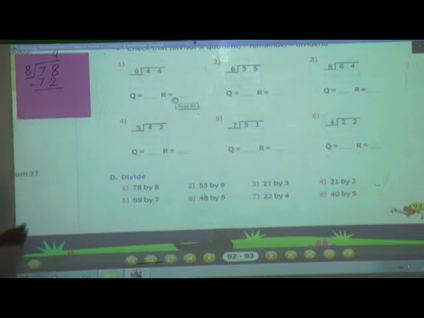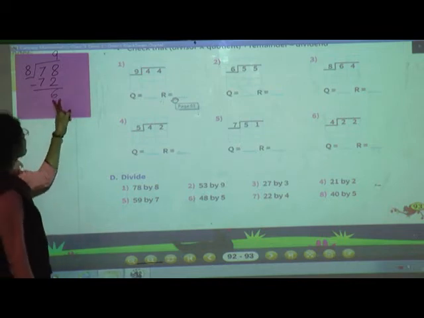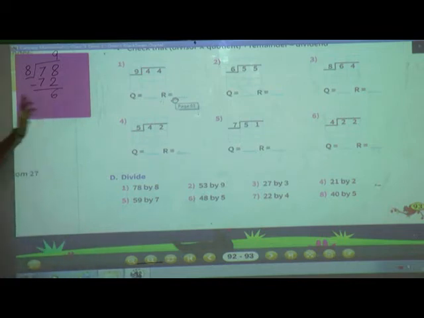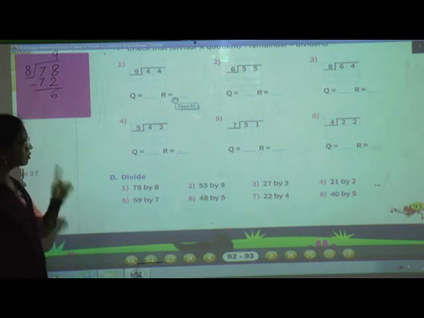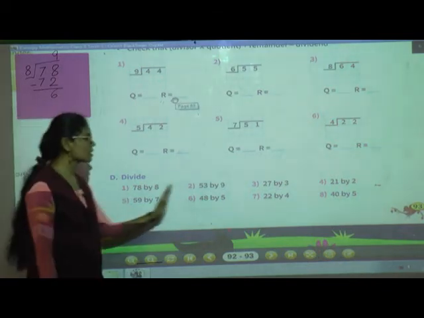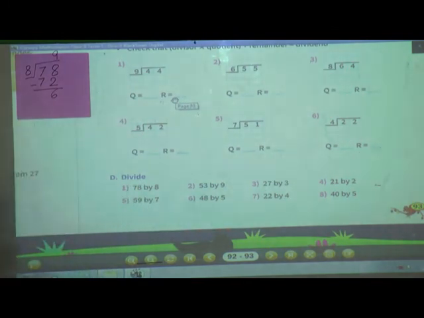78 minus 72. 8 minus 2, 6, and 7 minus 7, 0. So what is the quotient? 9 is the quotient and 6 is the remainder. So in this way you have to solve this D question in your Maths CW notebook, because the space is not there here.